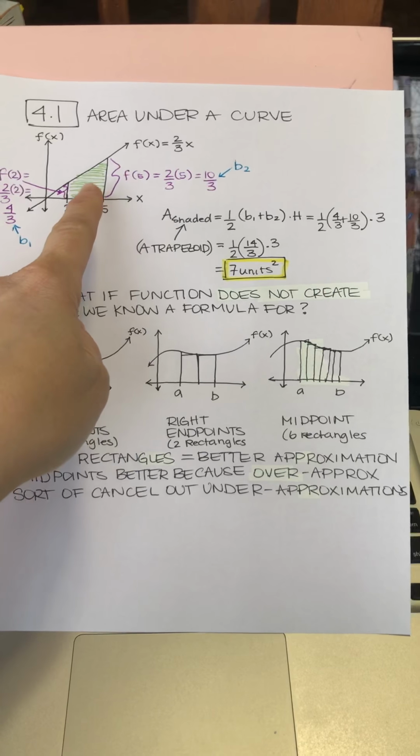Now, if we add more rectangles and use the right endpoint method, we first of all will find the base, which is b minus a over the number of rectangles. So that base is 1/2. Then to find the heights of the rectangles, we're going to start on the right side. So we will start with 3, and then we will subtract the base, which is 1/2, which takes us to 2.5, or 5/2. Minus 1/2 takes us to 2, minus 1/2 takes us to 3/2.